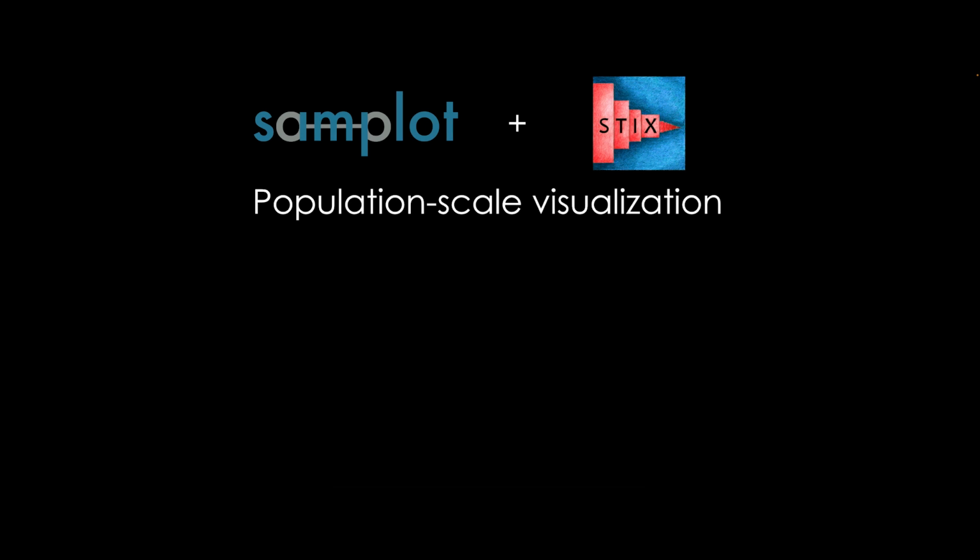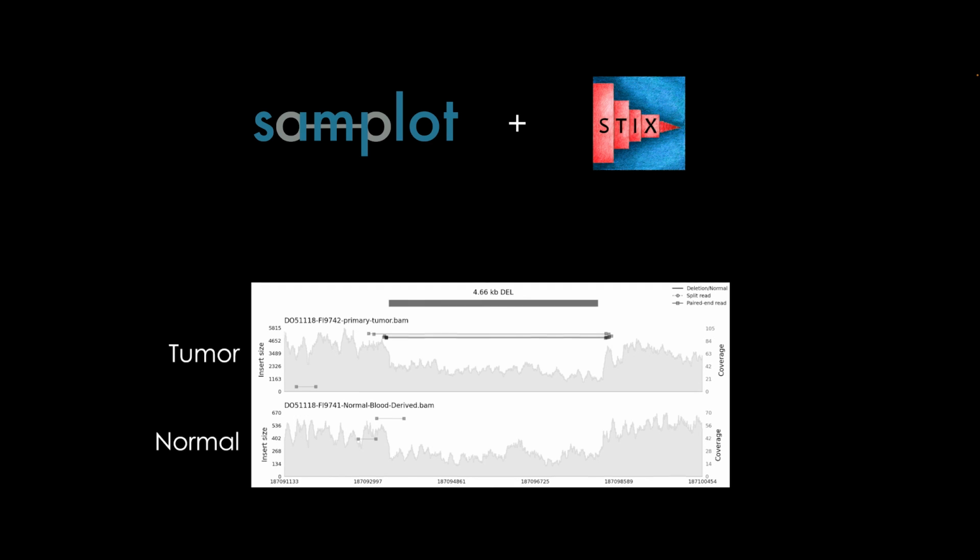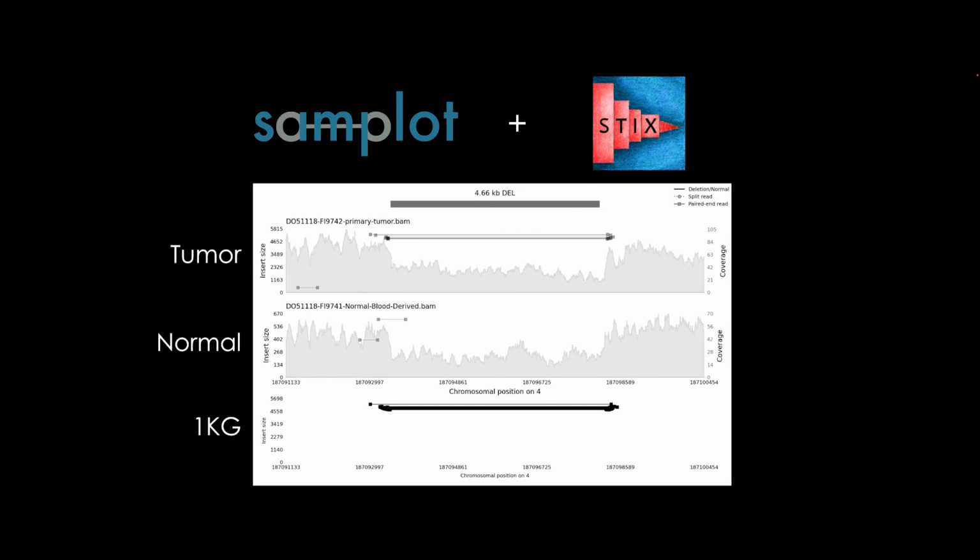But even looking at multiple samples, you have a narrow view of this variant, which can lead to false negatives and false positives. So our idea was, why don't we bring Samplot and STIX together for a population scale visualization, which would allow us to go from a case where we thought it was a slam dunk somatic variant, clear signal in the tumor, no signal in normal, yet looking at this variant in the context of 1,000 genomes, we find this is a false negative in the normal, which could have led to a false positive somatic call, if not for the population evidence telling us this variant is common in germline healthy samples.